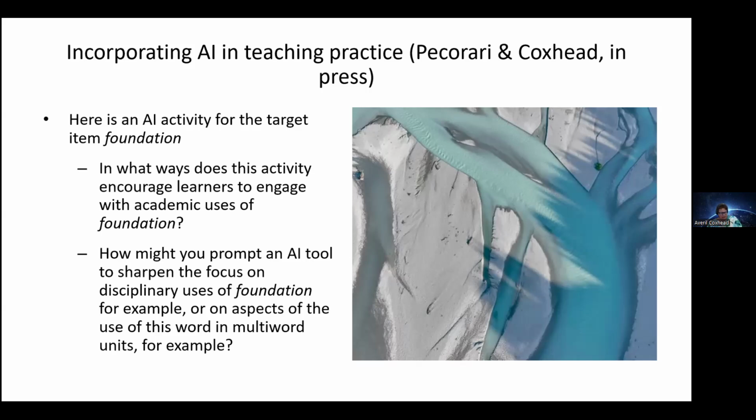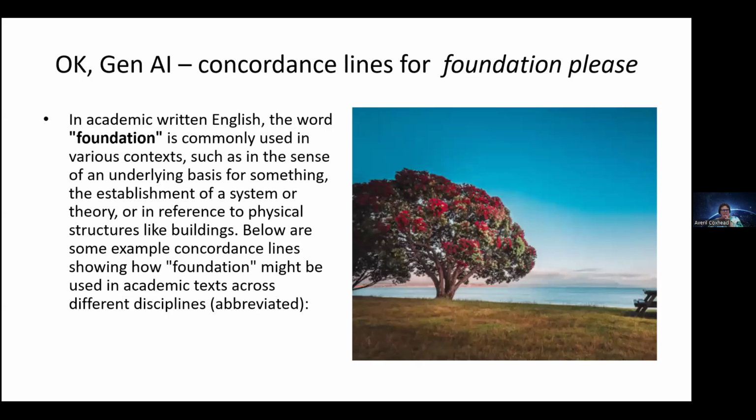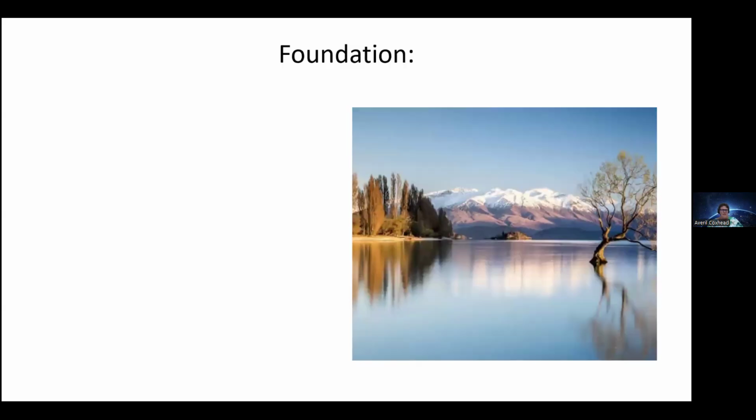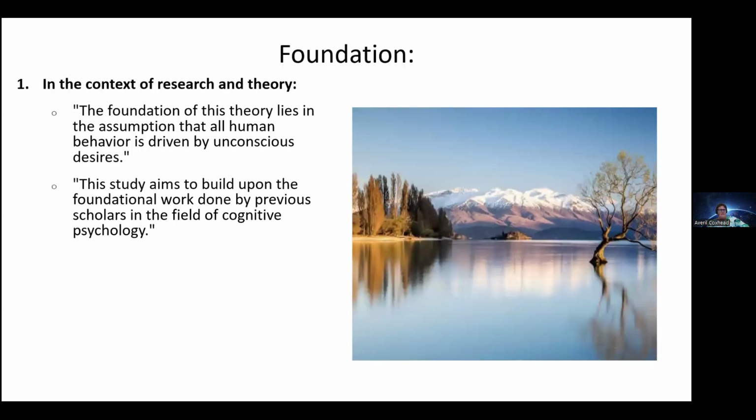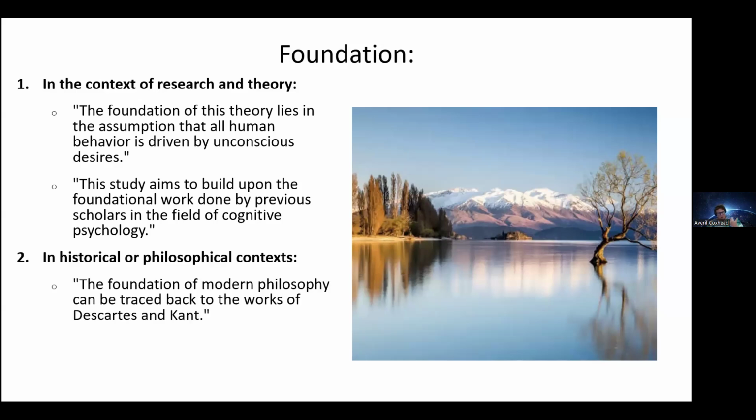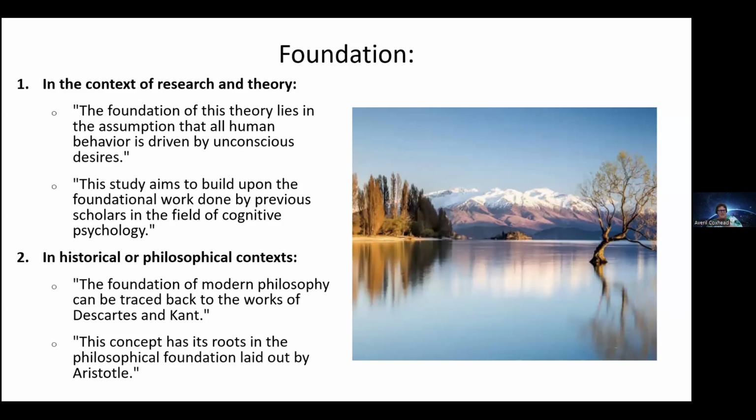So Gen AI said, oh, you've asked me about foundation. It's used in a lot of contexts and has an underlying basis of something, and then gave me some concordance lines. And here are the concordance lines. Research and theory concordance line. Here are some examples. Historical philosophical context. Here's foundation being used in that way, and here's foundation being used in that way.